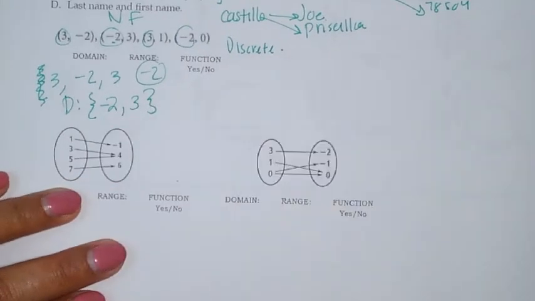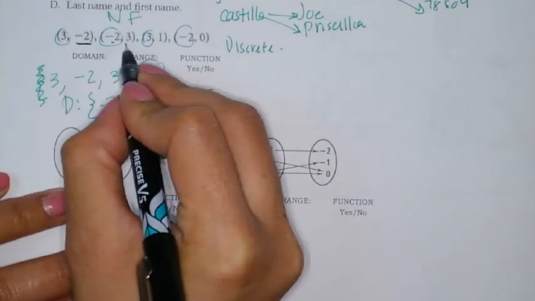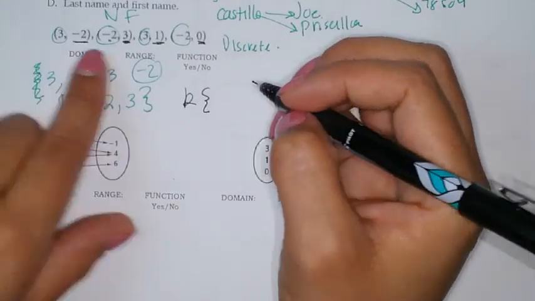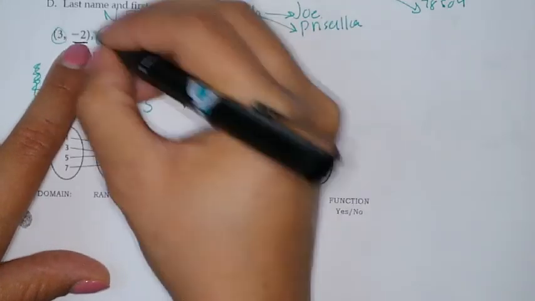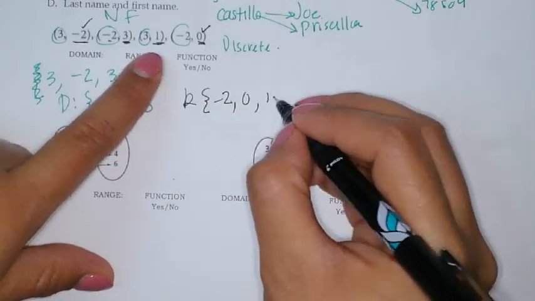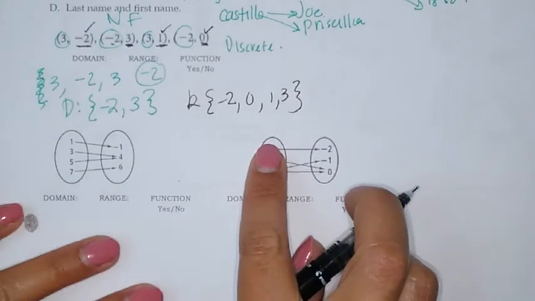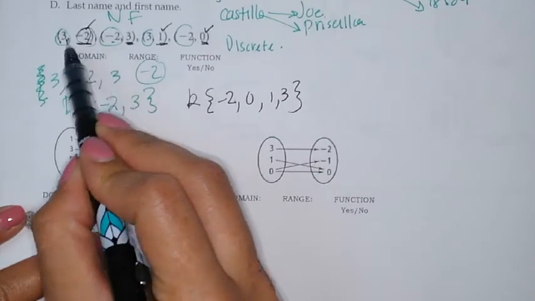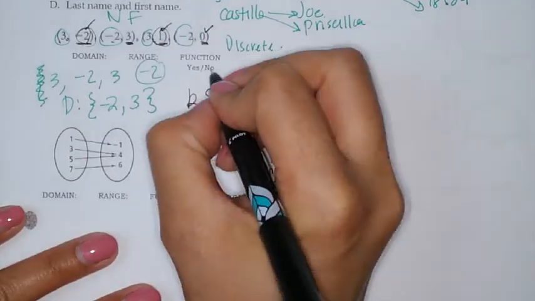The range, you have -2, 3, 1, and 0. They're all different, so I'll just list them in numerical order. So here would be -2 first, then 0, then 1, and then 3. So that would be my range. Function or not a function? It looks like 3 has an output of -2 and 3 also has an output of 1. So one input has 2 outputs, so not a function.